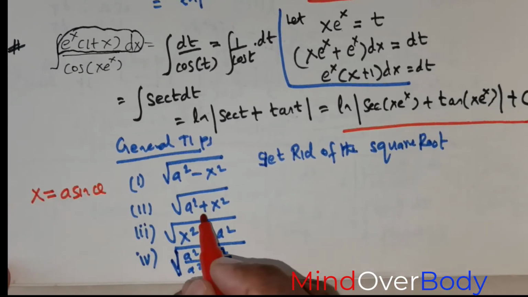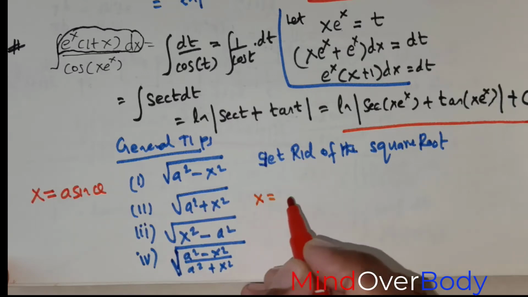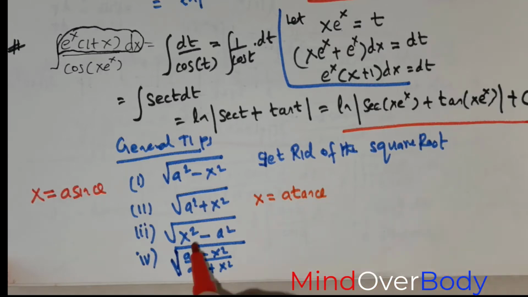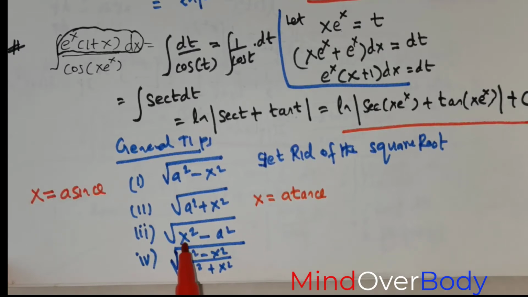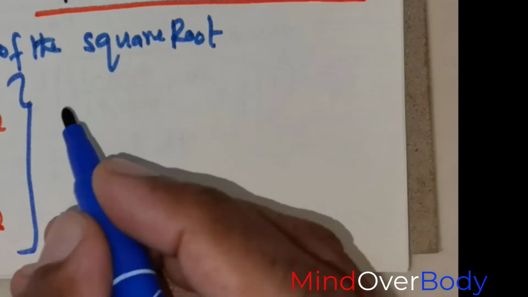Now, if you are given this root of a squared plus x squared, so whenever you got a positive term, the substitution for this should be x is equal to a times tan theta. And in this case, whenever you have the x variable occurring first, then the substitution should be x is equal to a times secant theta.